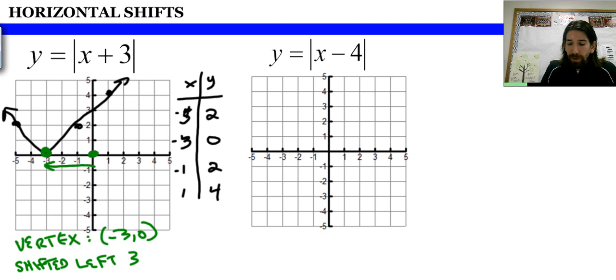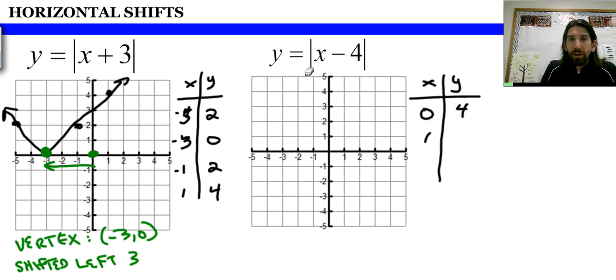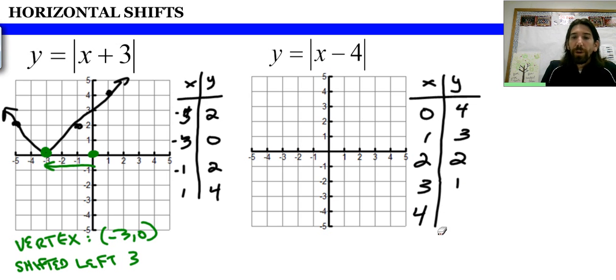Let's look at this guy. Again, I'm going to make a table. Eventually you will not make tables, you will memorize the rules, but tables are always a good fallback. Okay? Let's plug in 0. 0 minus 4 is -4. The absolute value of -4 is 4. Let's plug in 1. 1 minus 4 is -3. Absolute value of -3 is 3. Plug in 2. 2 minus 4 is -2. Absolute value is 2. 3 minus 4 is -1. Absolute value of that is 1. 4 minus 4 is 0. Absolute value of that's pretty simple. 5 minus 4 is 1. Absolute value of that is 1.